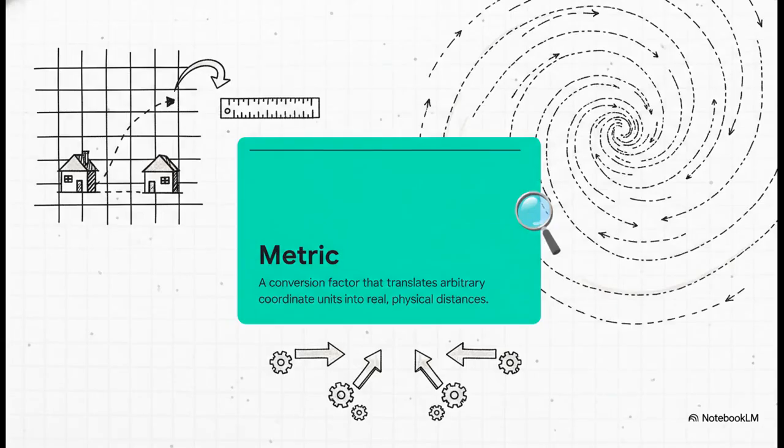Well, to get a real-world distance, you need something called a metric. And honestly, a metric is just a fancy word for a conversion factor. It's the scale on the map. So if we say 1 grid unit equals 1 kilometer, then boom, the houses are 5 kilometers apart. And at its absolute core, that's all the metric tensor is really doing. It's translating these arbitrary map coordinates into real physical distances.